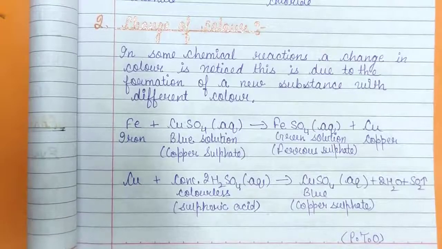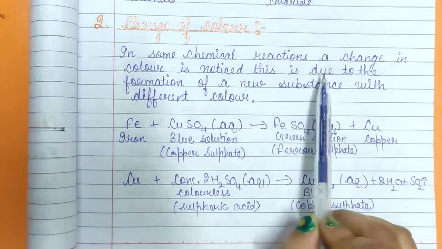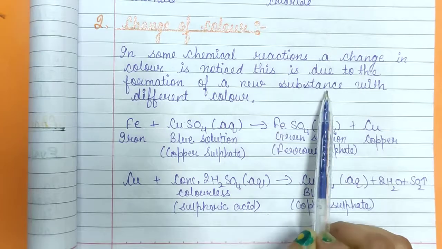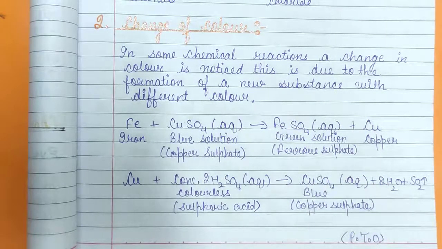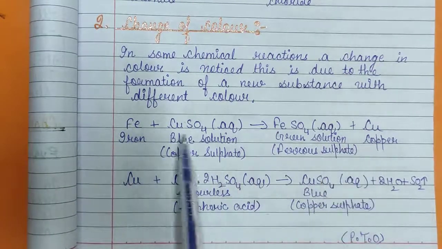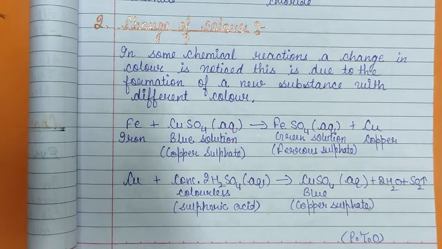So, students, in some chemical reactions, a change in color is noticed. This is due to the formation of a new substance with different color. This characteristic of change of color, you may observe by the reaction which is written on the same page number 2 of the notes, which is sent on 12th April 2021.